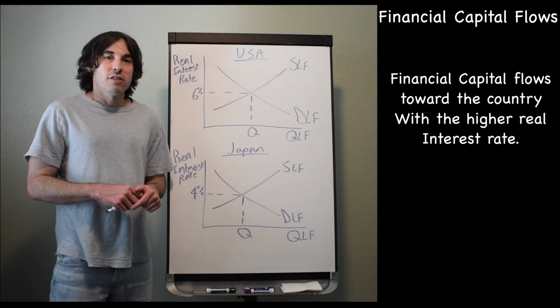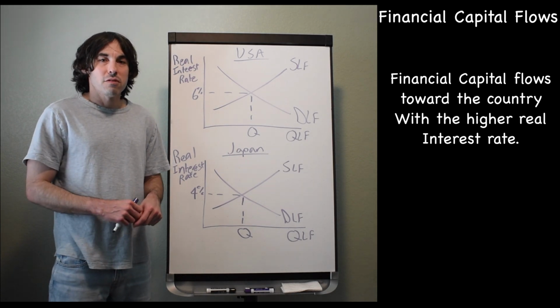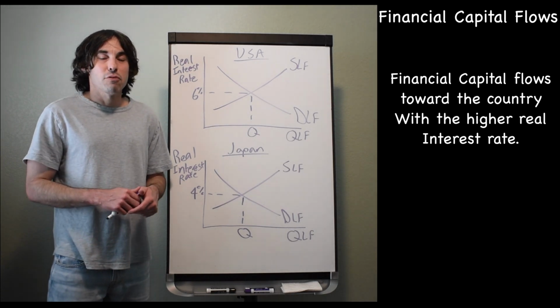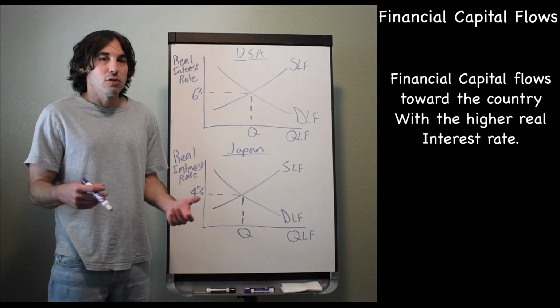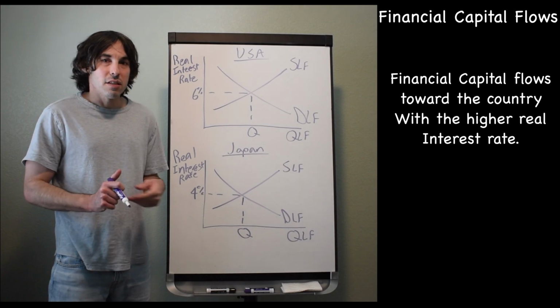First, let's talk about interest rates and financial capital flows. Remember, financial capital is always going to flow toward the country with the highest real interest rate. Financial capital is just money sitting in a bank that can be lent out.